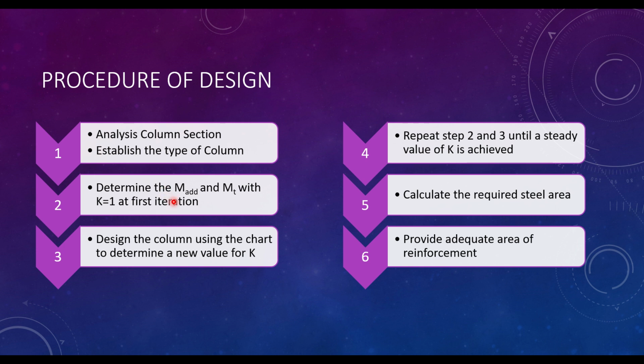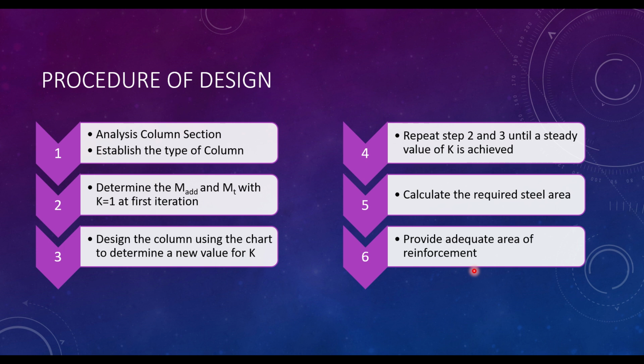In order to calculate that, you need to assume a value of K to be equal to 1 and create your first iteration. With your first iteration, you are going to get a new value of K. So you have to keep repeating this sequence until you arrive at a constant value of K. When you arrive at the constant value of K, you use that to calculate the required area of reinforcement, and then you provide the reinforcement.